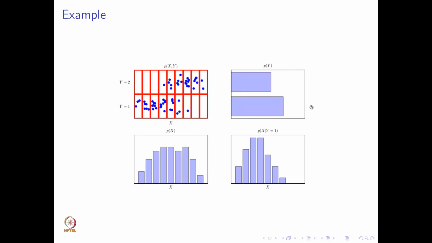Similarly, the top right figure shows the marginal distribution of random variable y. Finally, the bottom right figure shows the conditional distribution of x given that the random variable y takes on a value of 1. Looking at this figure and comparing it with the joint distribution, we observe that in the bottom right figure, we simply ignore all the values of x for which y equals 2. That is the top half of the joint distribution.